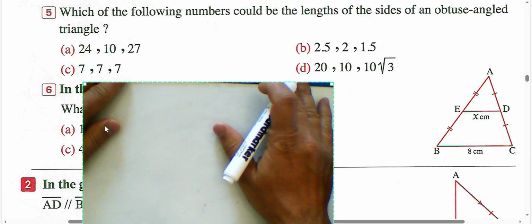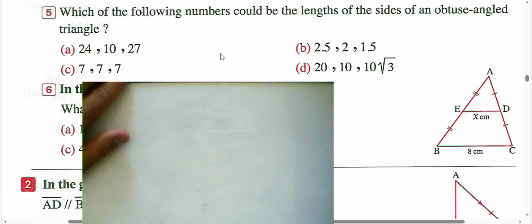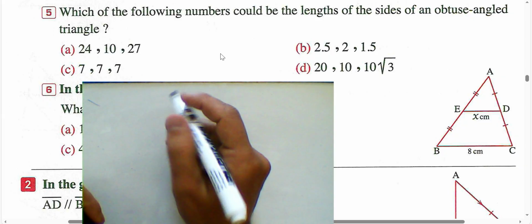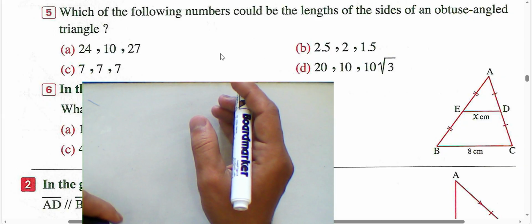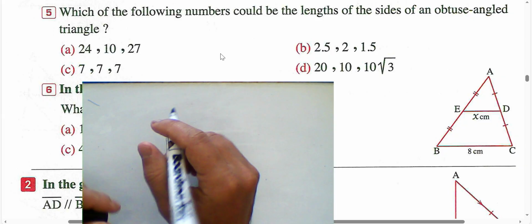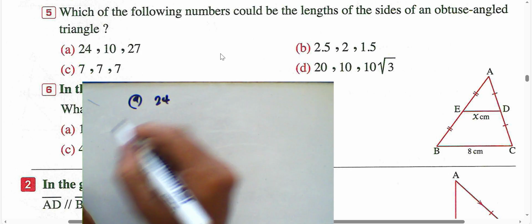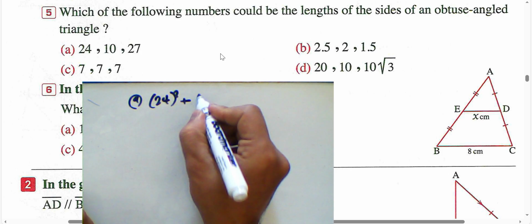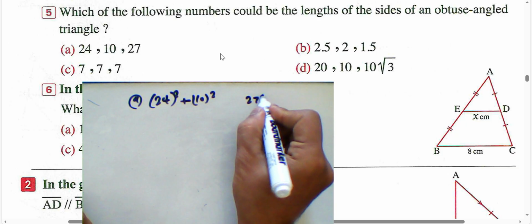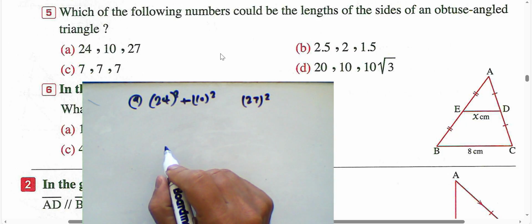Okay, obtuse angle triangle, what's the meaning? It means that the greatest side to the power 2 is greater than the first side to the power 2 plus the third side to the power 2. Then we can check question number A, right? 24 power 2 plus 10 power 2, and 27 power 2, comparing them together.